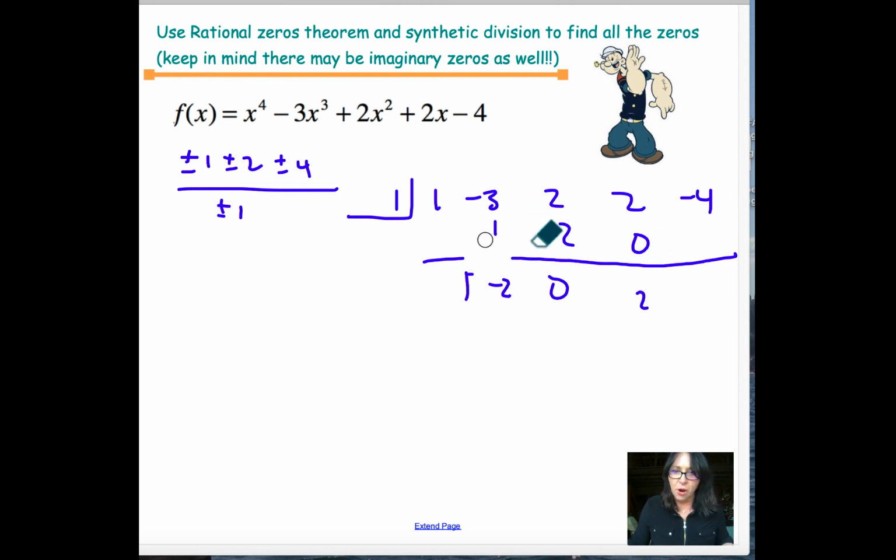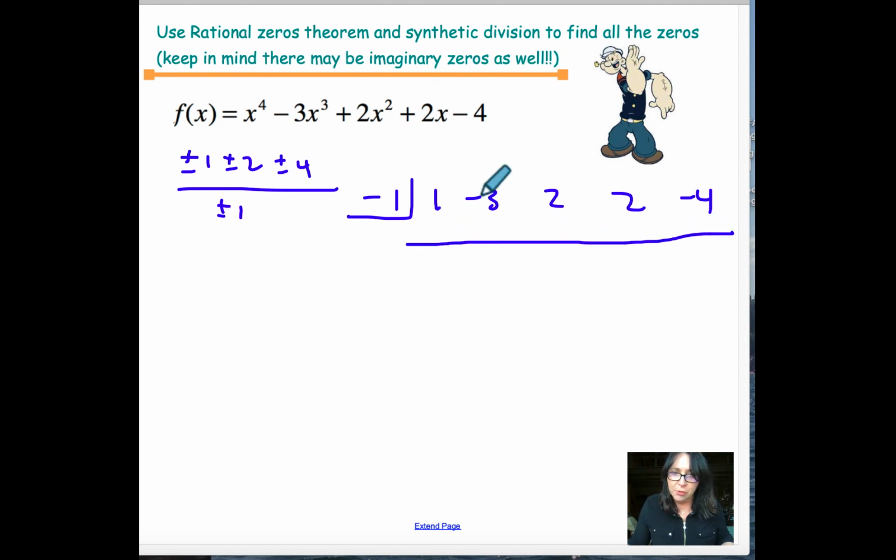Okay, so now I'm going to try negative 1. If I try negative 1, I add down and multiply across. So 1, negative 1, that makes negative 4, that makes 4, 6, negative 6, which gives me negative 4, which gives me 4, which gives me 0. So I have a 0, so x plus 1 already is a factor.